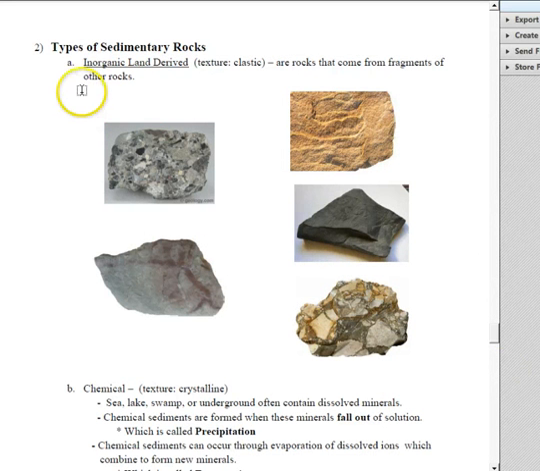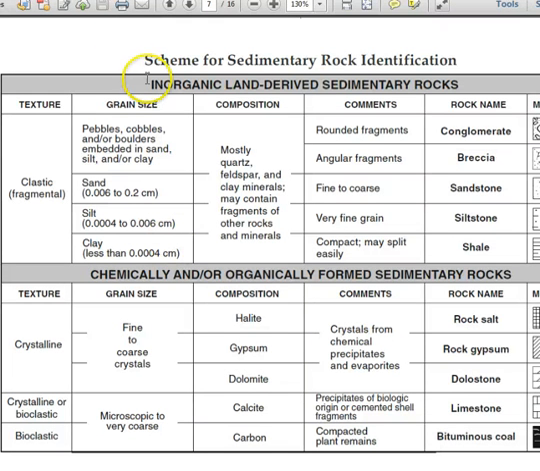Now in the example I just showed you, that's going to create what's known as an inorganic land-derived or clastic sedimentary rock. And these are rocks that form from fragments of other rocks, or the sediments that we're talking about. Okay, so here are some pictures of sedimentary rocks in front of you, but if you go to page 7 of your reference table, you will see right at the top here, inorganic land-derived sedimentary rocks, and then texture is clastic, and that's what we're referring to here. So you can see all the grain sizes. Here are your pebbles, cobbles, and boulders in one specific section on your reference table. Here's sand with that size listed there. Here's silt, again with the size, and here's clay with the size.